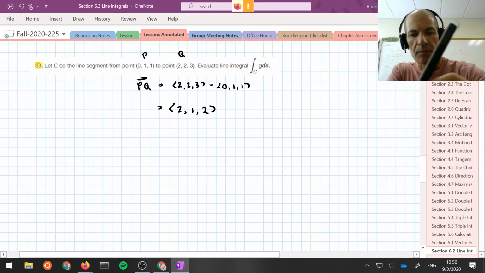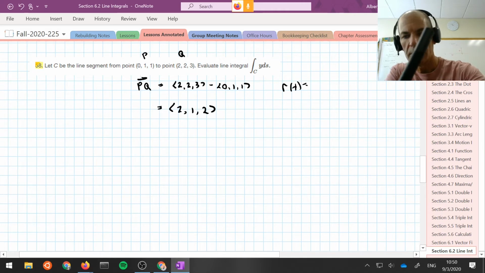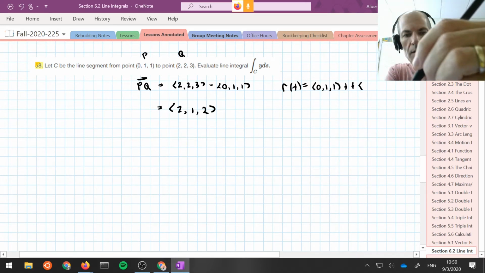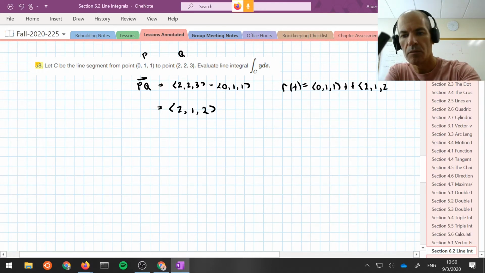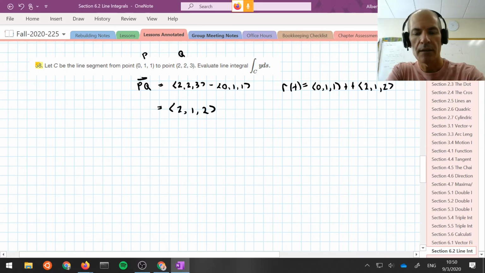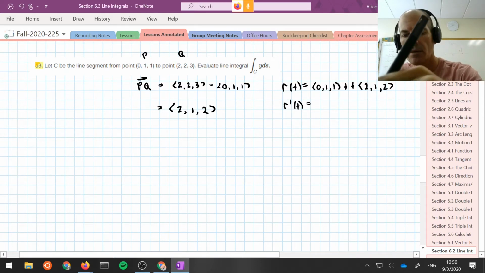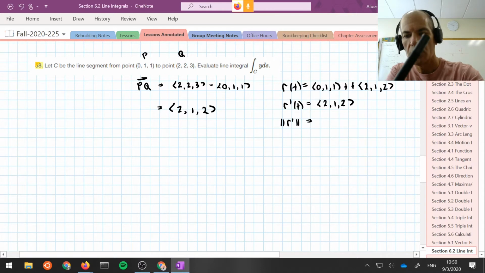The line, or the parameterization that we need, r of t, is going to be the starting point, p, plus t times pq, which is 2, 1, 2. All right, if we're going to do ds, we need the magnitude of r prime, so let's compute r prime first. That's just 2, 1, 2. And the magnitude of r prime is just the square root of the sum of the squares, which is 3, it looks like. That's pleasant.